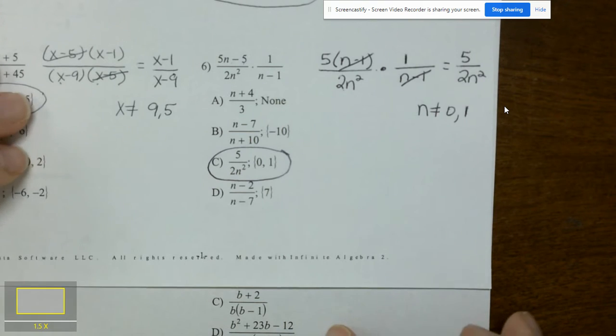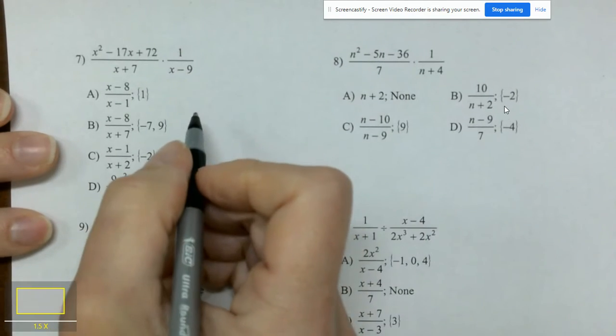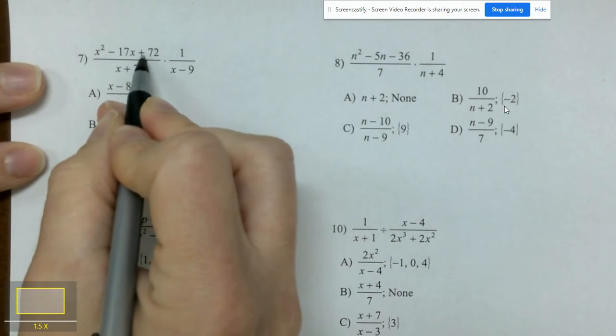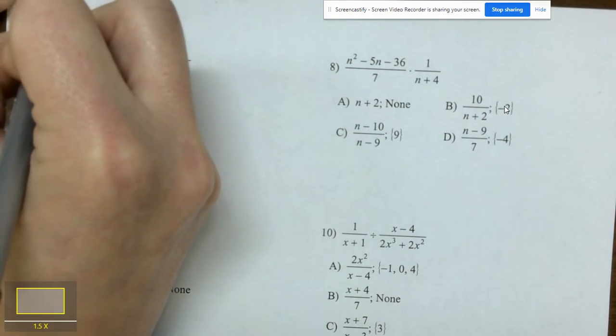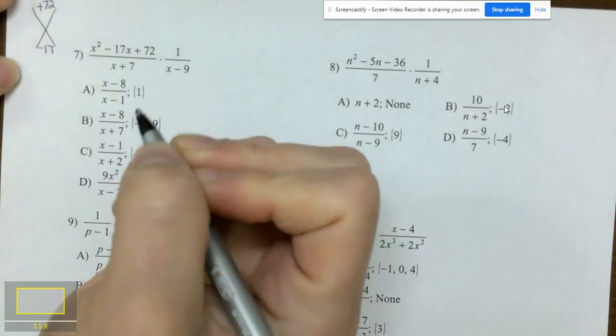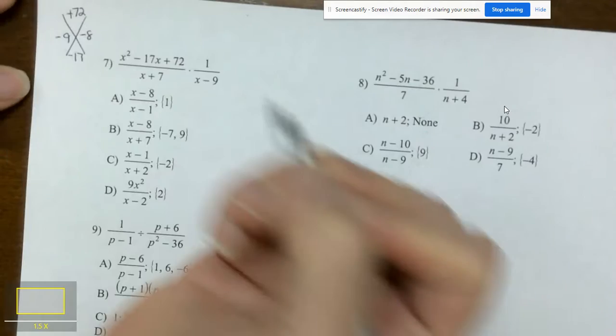Let's continue with number 7. So if we look at number 7, we're going to have to factor first this part up here. So we're going to have to use the diamond method. I need to get a positive 72 and a negative 17. And the numbers that will work there are negative 9 and negative 8.